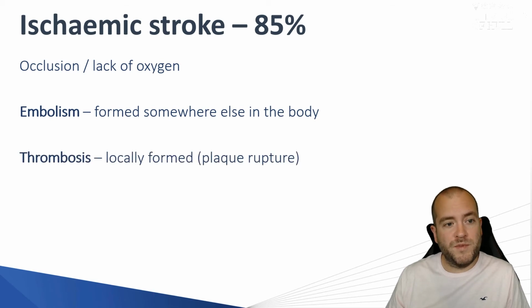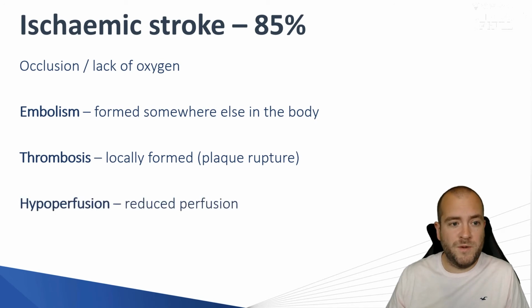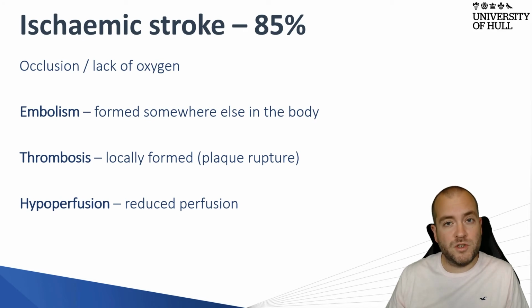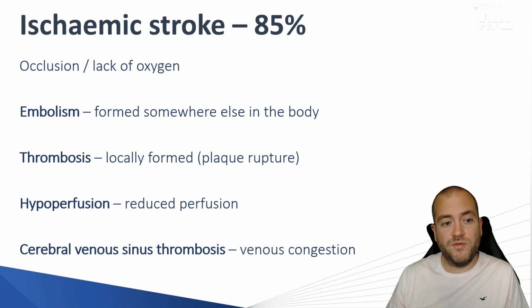The next is a thrombus, and these are normally locally formed, and these are a plaque rupture caused by atherosclerosis, and a cause of this is vascular disease. So these are small plaque ruptures that happen and then block the vessel off, causing a stroke, a lack of oxygen. The next thing is hypoperfusion, and this is reduced perfusion, which can be caused by somebody, for example, in cardiac arrest, where there's hypoperfusion leading to ischemic damage of the brain tissue. So even your patients with cardiac arrest can have stroke during resuscitation. And the final one is a cerebral venous sinus thrombus. This sounds complicated, but essentially what this is is blood stagnation, and it will be venous congestion, which then causes a thrombus and a clot to form.